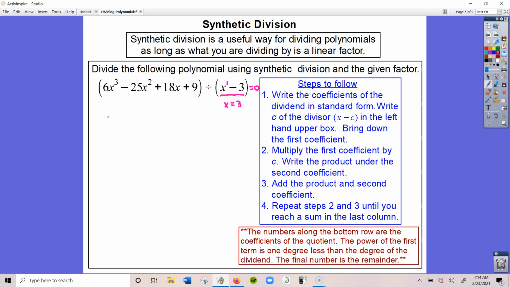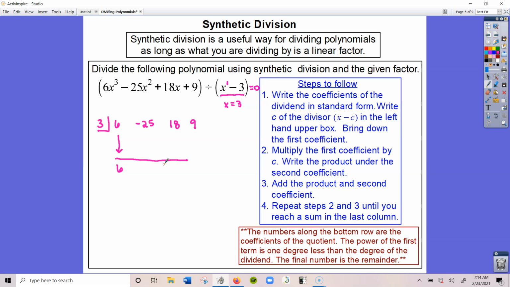We open a little box here on the left side and we put that number. Then over here going across, we're going to write the coefficients of the polynomial. So 6, negative 25, 18, and 9. Then you always bring down the first coefficient.